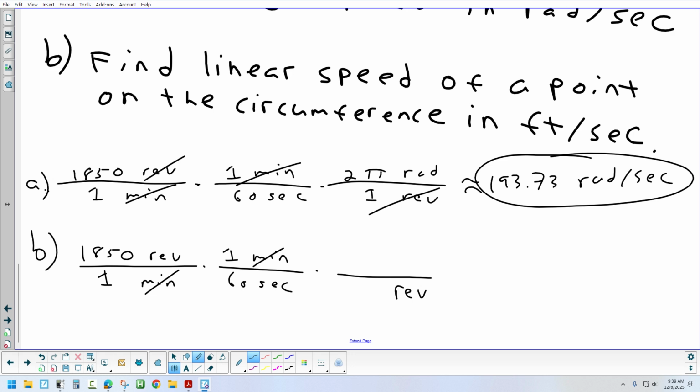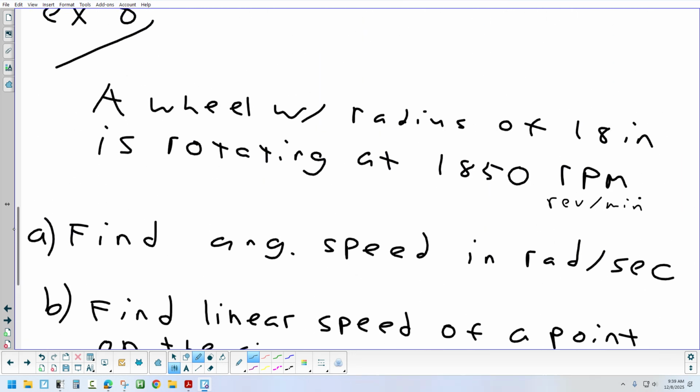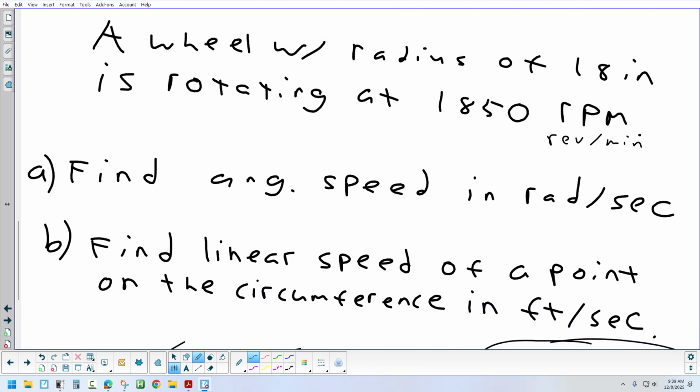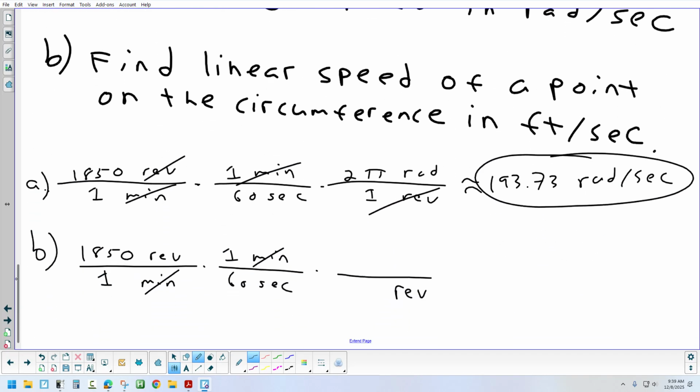Now, eventually I want to get to feet. But what linear unit did they give me in the problem to work with? Yep. Inches, okay? So then I'm going to go to inches first. This conversion is asking you how many inches in a revolution? How many inches in one revolution? Yeah? 12 inches.